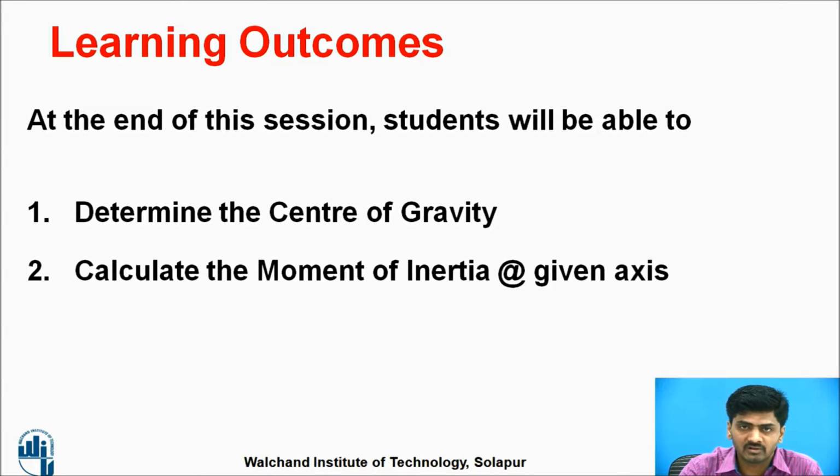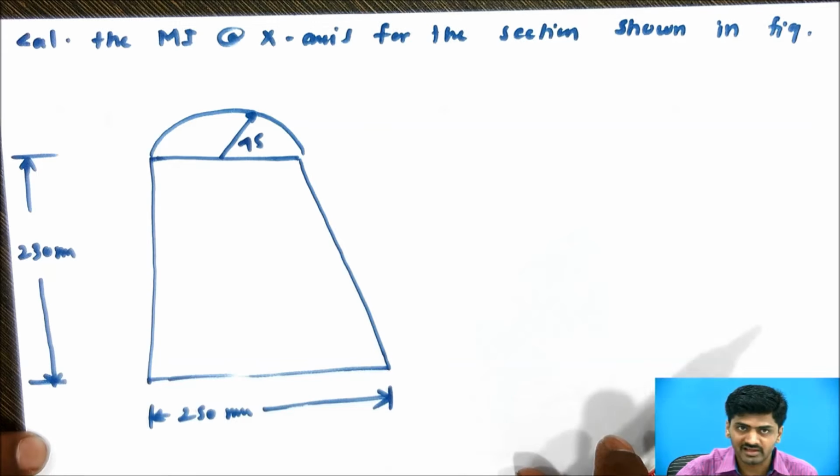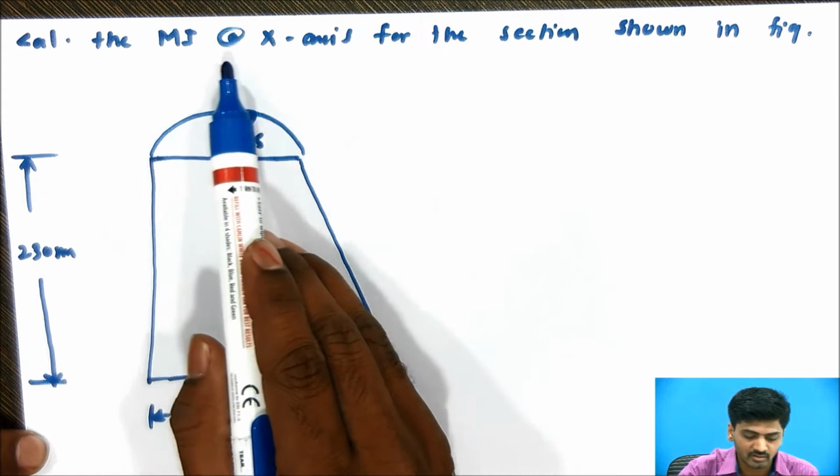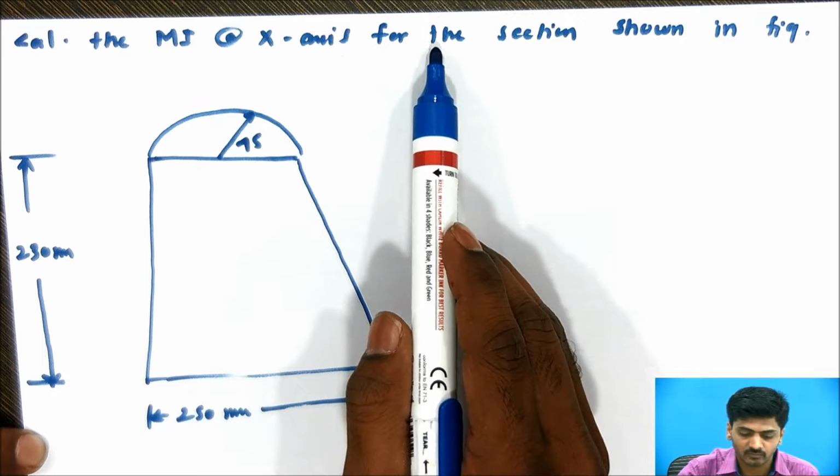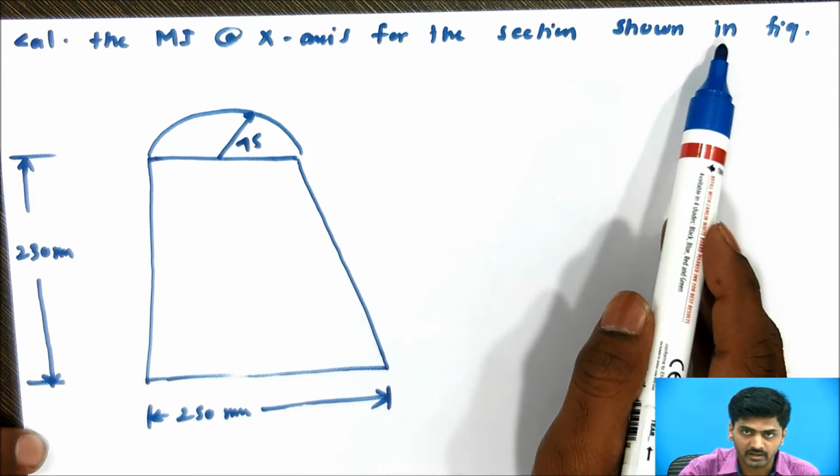These are the learning outcomes. So, my dear friends, at the end of this particular session, you are able to solve the problems on center of gravity and moment of inertia. Calculate the moment of inertia about x-axis for this section shown in a figure.